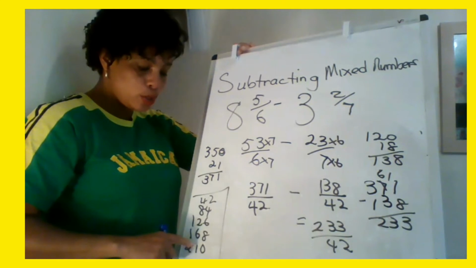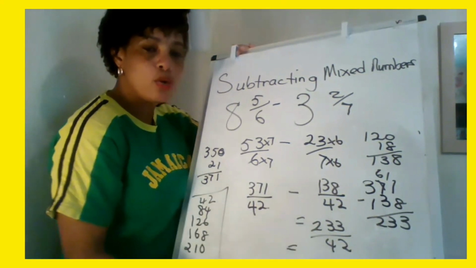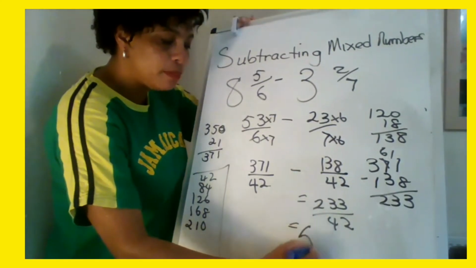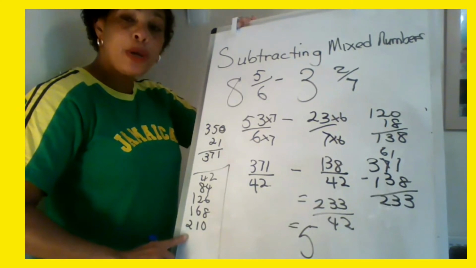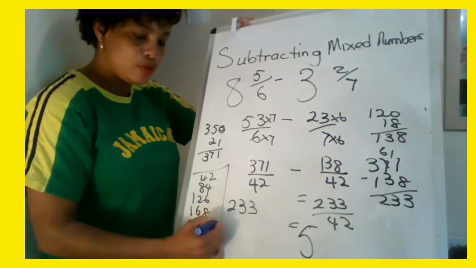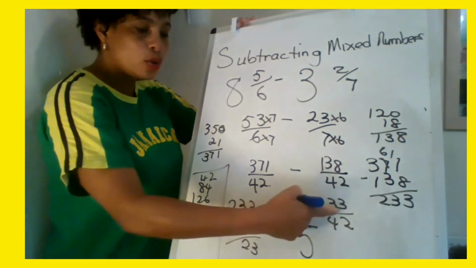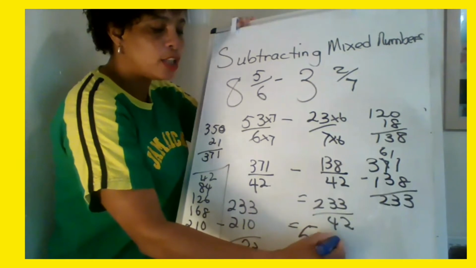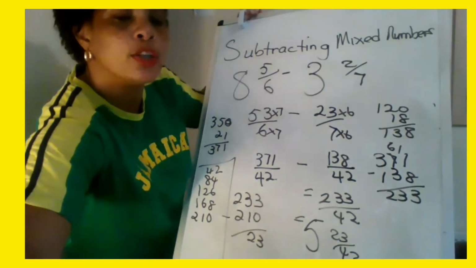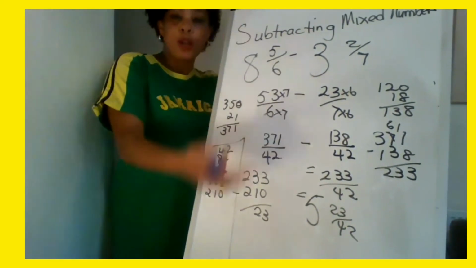So I know it can go into it 1, 2, 3, 4, 5 times. So that is going to be equal to 5 times. But if I take away 210 from 233, so 233 take away 210, I'm going to be left with 23. So that is going to give us 5 and 23 out of 42. And that's what we had for the one before.